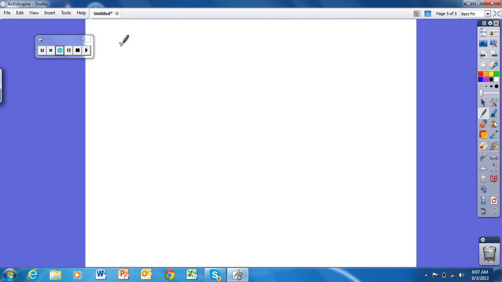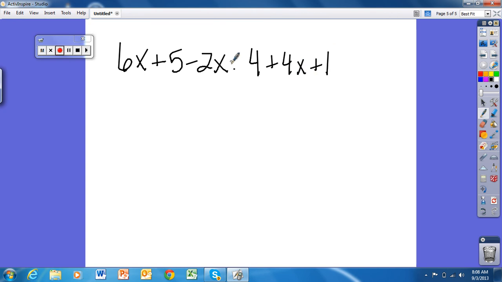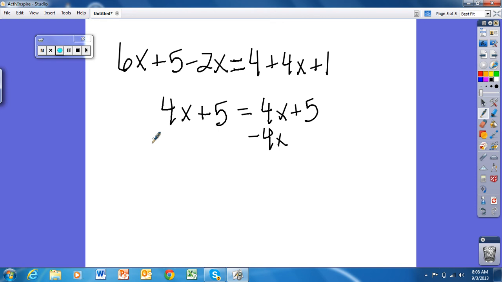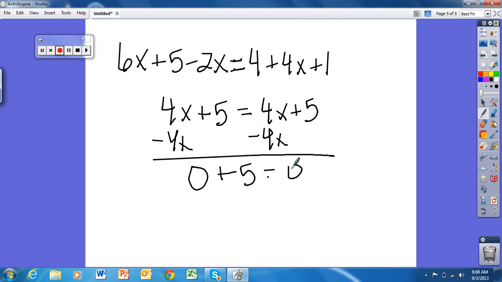6x plus 5 minus 2x equals 4 plus 4x plus 1. Remember, this is an equal sign. Combine like terms over here. Combine like terms over here. Subtract 4x. So 0 plus 5 equals 0 plus 5. 5 equals 5. That is always true.